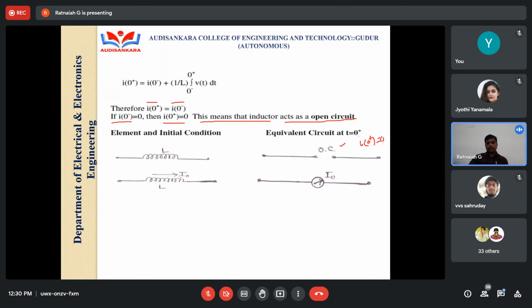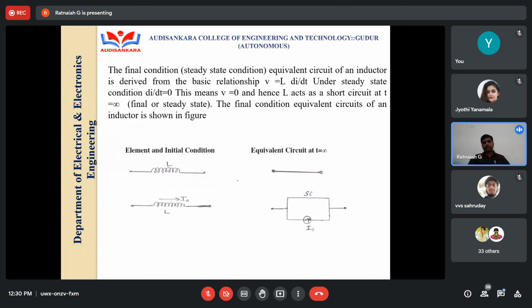Now, the same inductor with an initial current can be replaced by a current source I0 initially. This is only for the initial condition. Now, at t is equal to infinity, that is after fully charging, the final or steady state condition, this inductor will act as a short circuit. This is the inductor symbol. Acting as a short circuit means we can draw a straight line in place of the inductor.